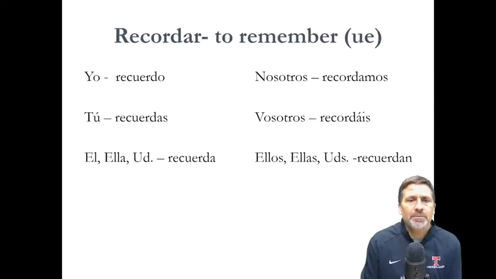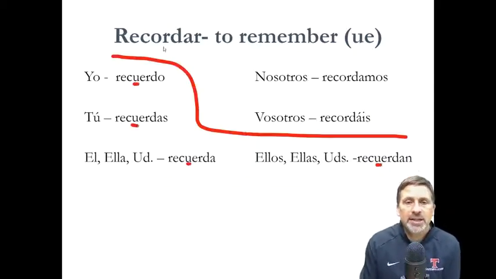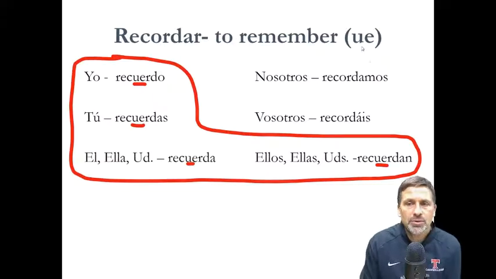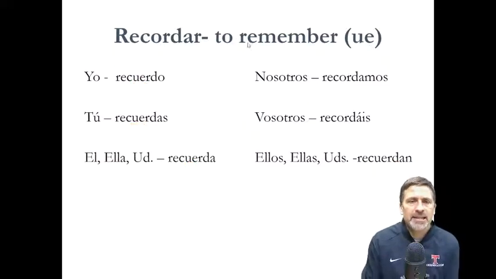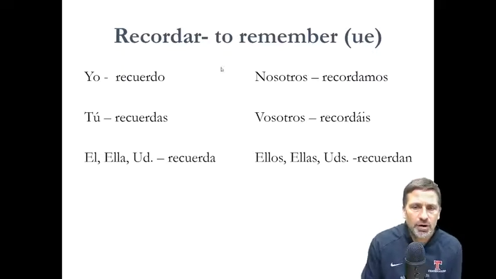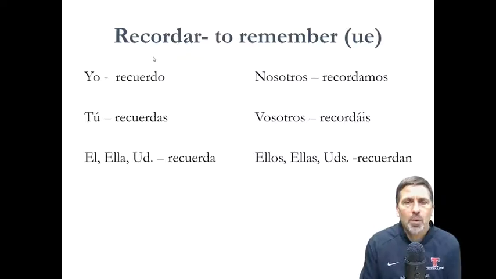Next verb, recordar. This is a stem changing verb. The O changes to a UE. Remember, it's for pronunciation purposes. It's a shoe verb. It's regular in the nosotros and vosotros. Yo recuerdo. I remember. Yo recuerdo.